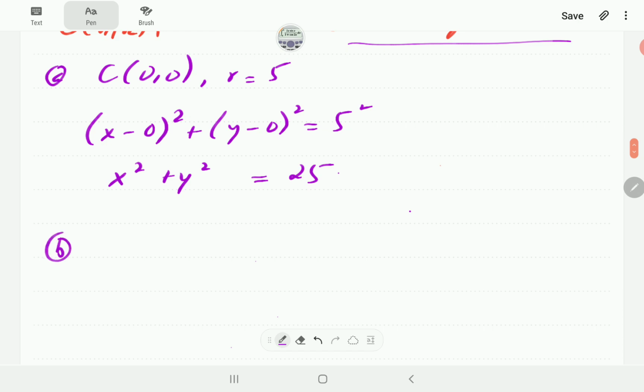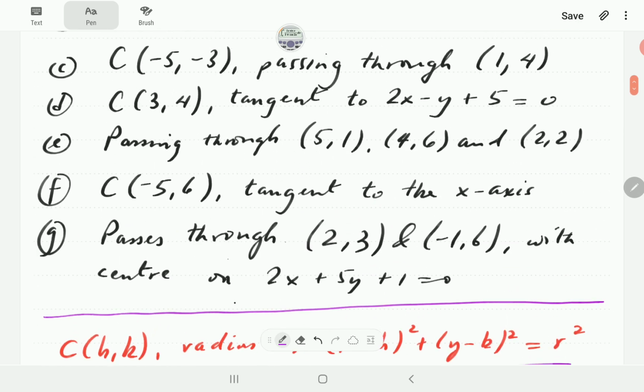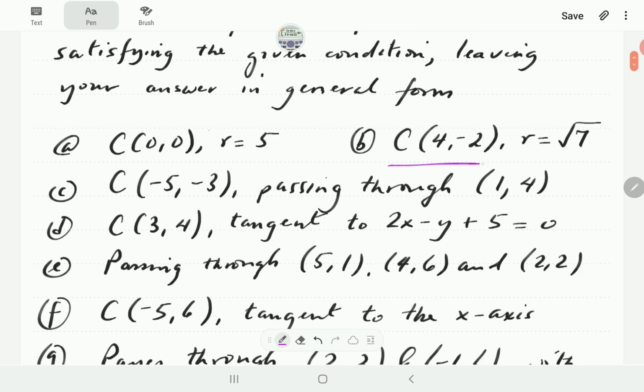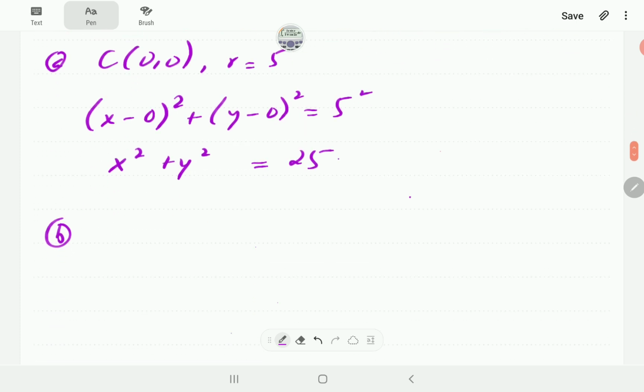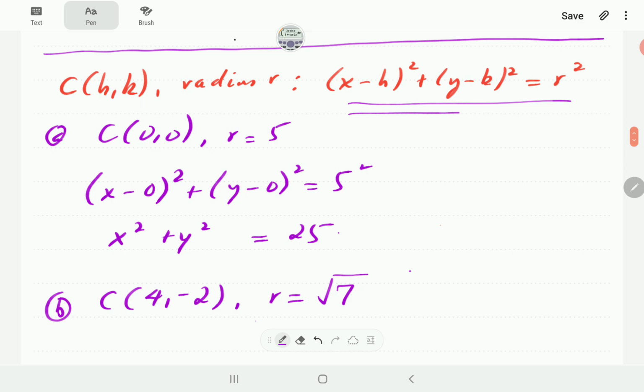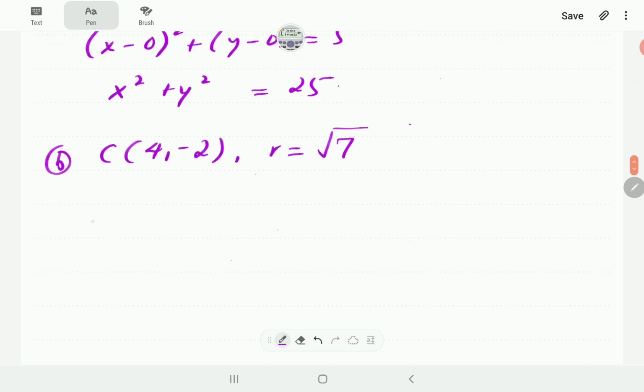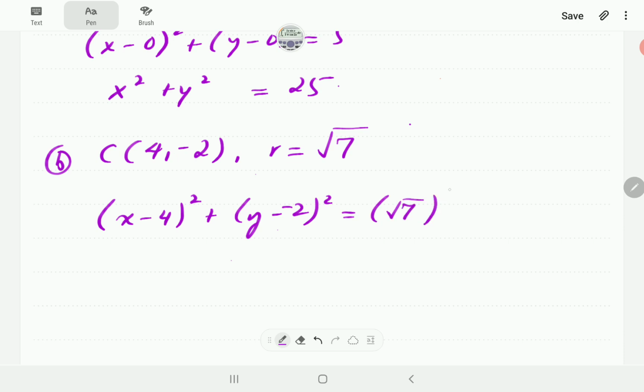Then in B, again the circle is now centered at 4, negative 2. The radius is square root 7. So again we're simply going to just plug in that equation. So we're going to have x minus 4 squared plus y minus negative 2 squared is equal to square root 7 all squared.